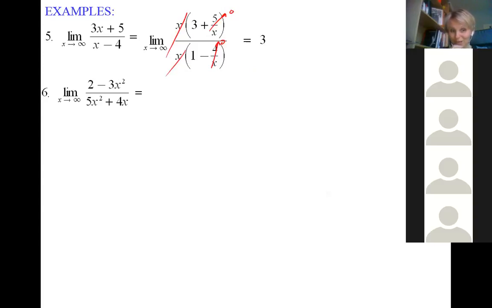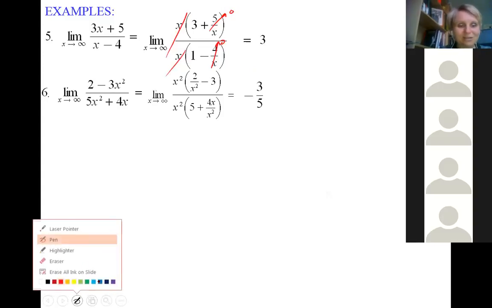2 minus 3x squared over 5x squared plus 4x. Yes. Oh, I see some mistakes. I wanted to trick you. Corrections. Okay, I'm just looking. That's me. The answer is, okay, that's me.